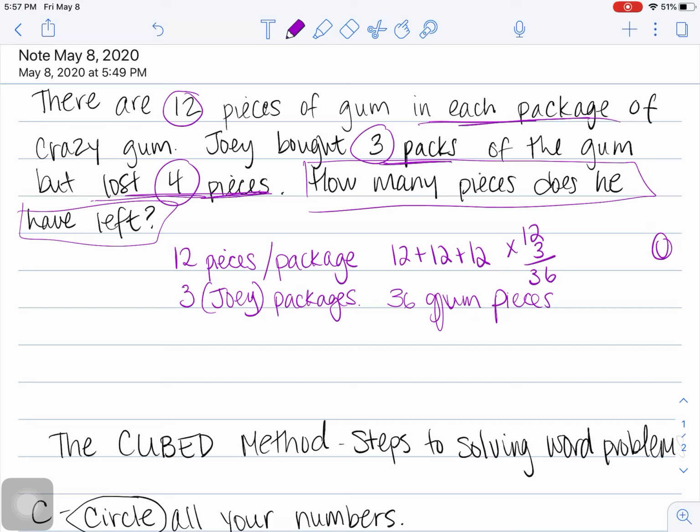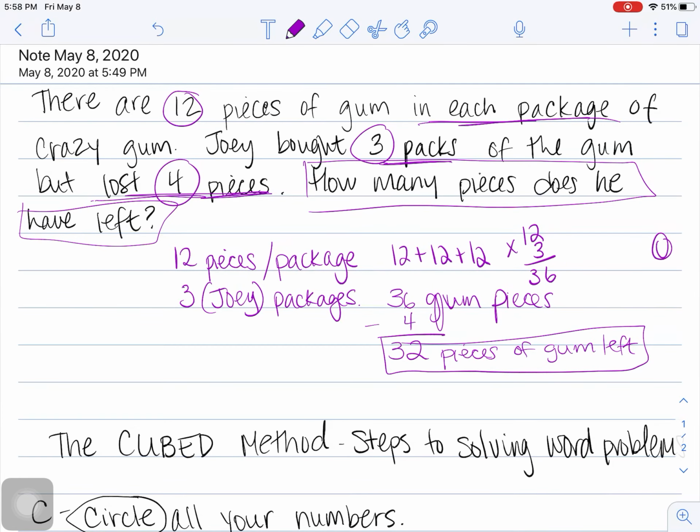Okay, and then I'm not done though, right? Because I still have another number that I haven't played with. Joey bought 3 packs, so Joey has 36 pieces. But then he lost 4 pieces. That word, lost, tells me that if it's gone, if it disappeared, I need to subtract it. So I'm going to take 36 and subtract 4 from that. And that's going to bring me to 32. So what does that 32 represent? The 32 represents 32 pieces of gum left.